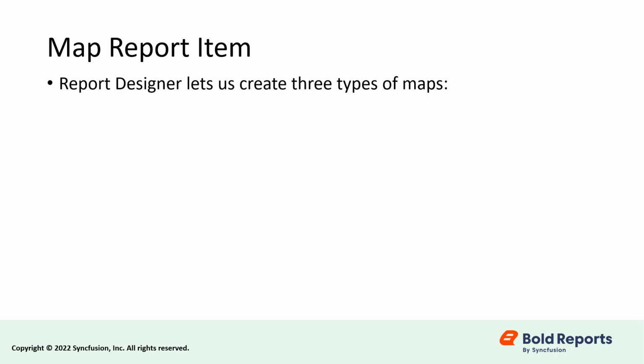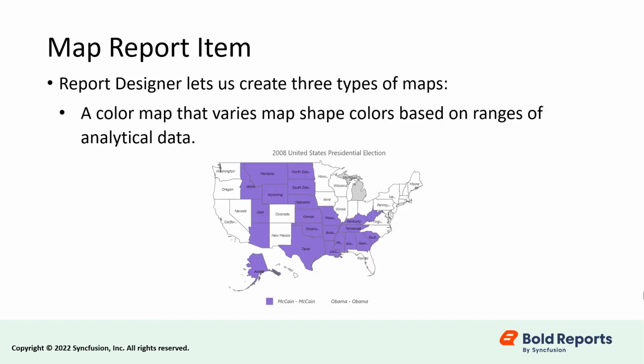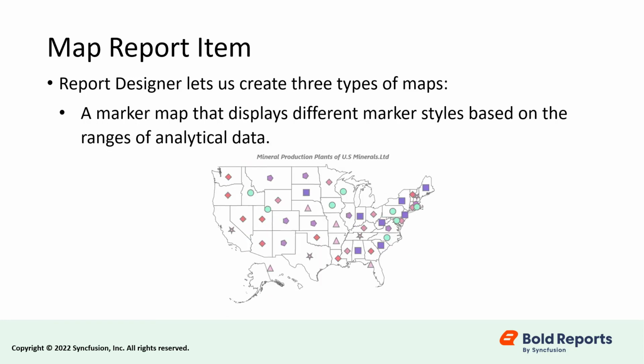The report designer lets us create three types of maps. A basic map that displays only locations. A color map that varies map shape colors based on ranges of analytical data. And a marker map that displays different marker styles, based on the ranges of analytical data. To render each type of map, we have to specify the rules that vary the style, or distribute colors on map shapes based on the data.